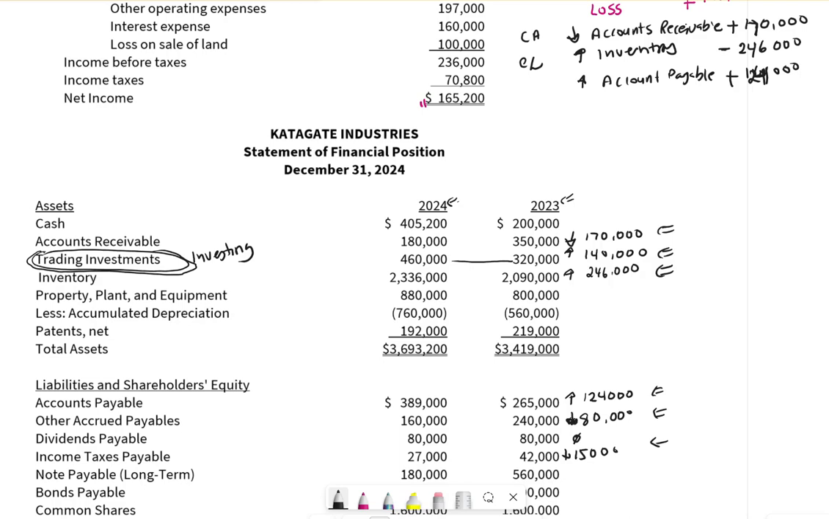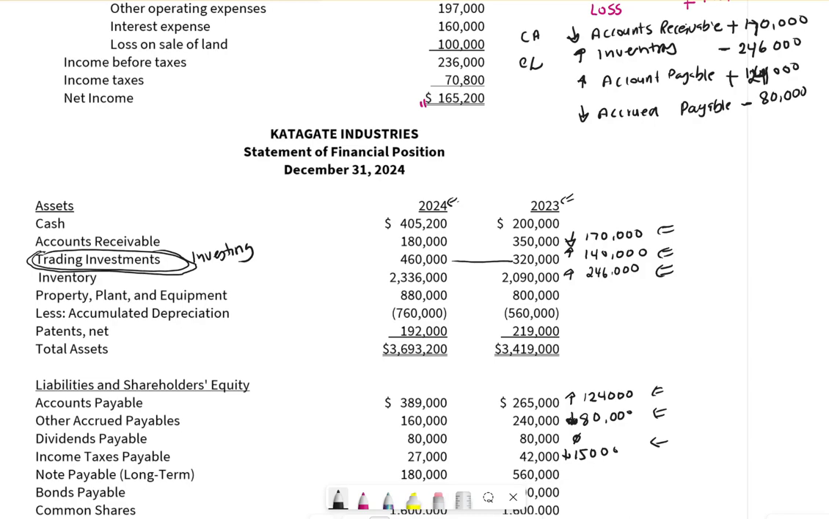Then we go to my income tax. We have accrued payable, and what happened? It went down. So we paid some of the accrued liabilities. It is called accrued payable, sorry. It went down, that means we paid, and that's $80,000.